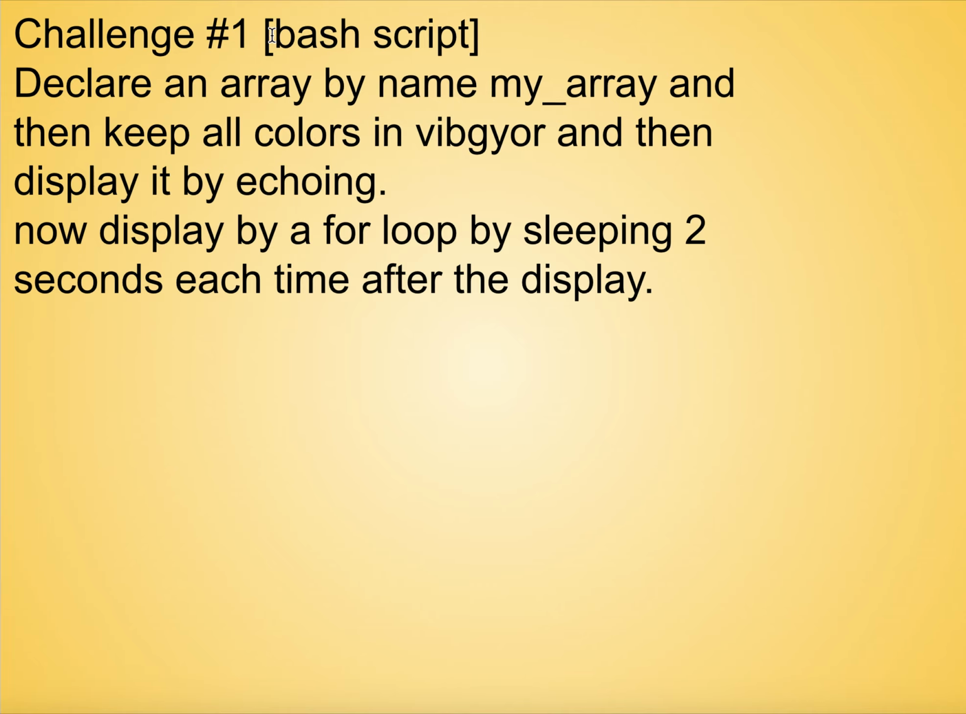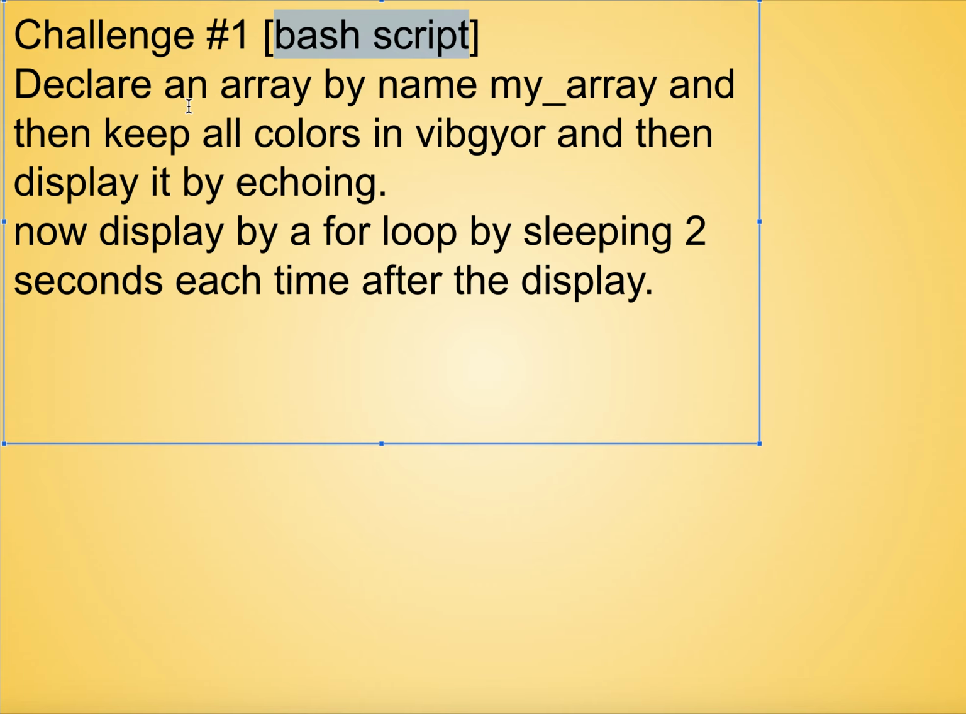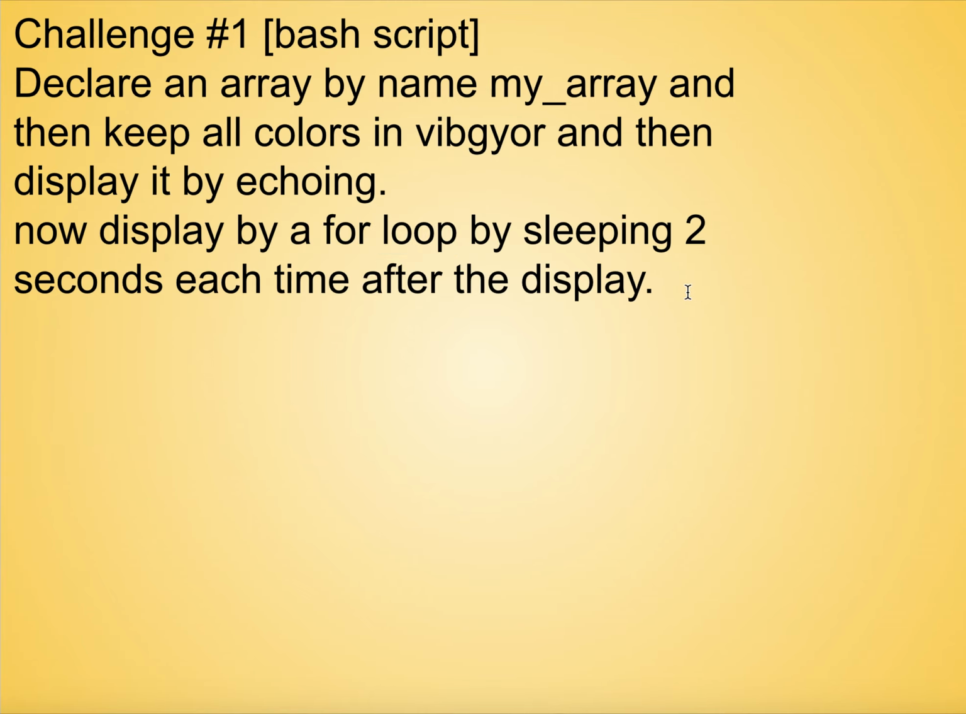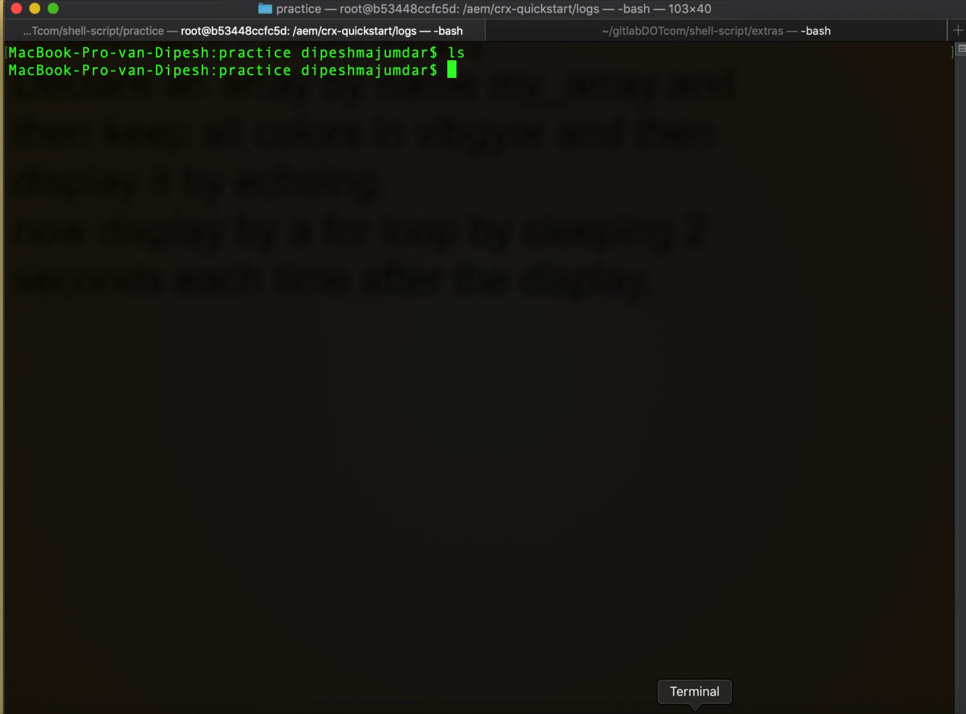First is the bash script and this is challenge 1. Here we are going to declare an array by the name myArray and then keep all the colors of the rainbow in it, and then display it by echoing. It's pretty simple. And then we are going to display it with a for loop, sleeping 2 seconds each time after the display. So let's see how we can do this.